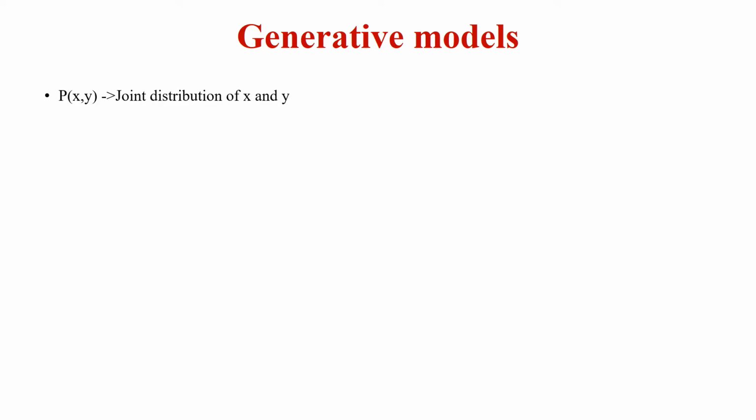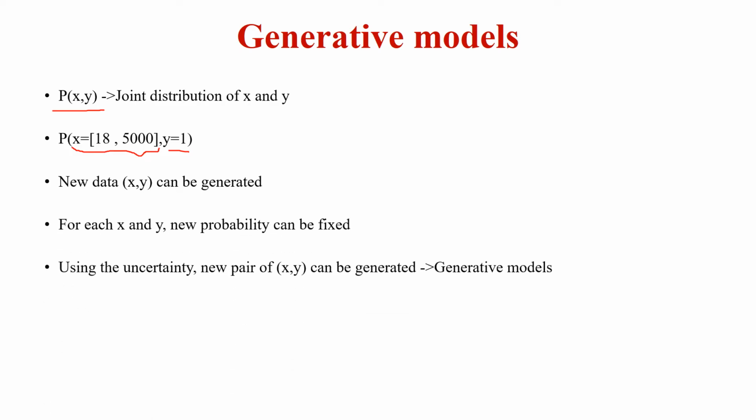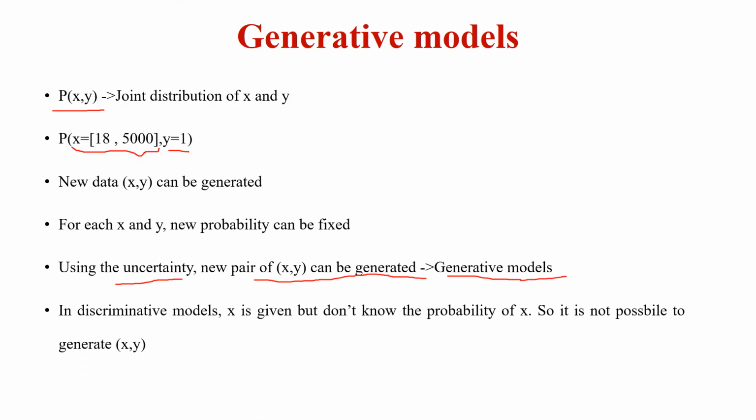Generative models, as the name implies, are able to generate new data. For example, P of x comma y, that is the joint distribution of x and y. This is one example. See, probability of x is equal to 18 comma 5000. So for these features, this y tells that it belongs to class 1. For each of x and y, a new probability can be fixed. So using this uncertainty, a new pair of x and y can be generated. That's why it gets the name generative models.